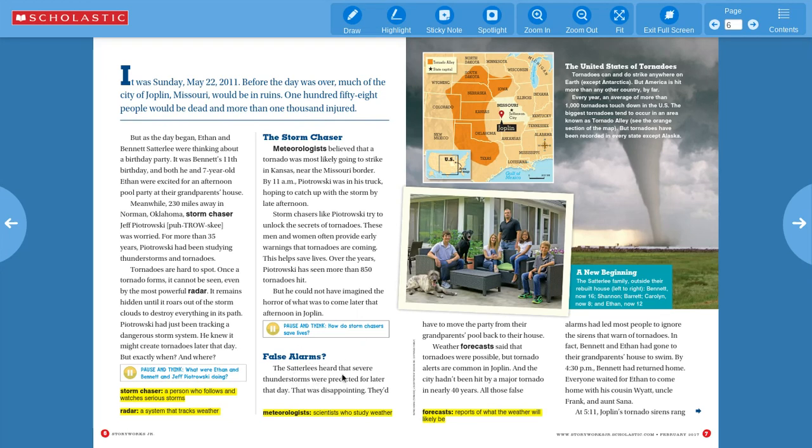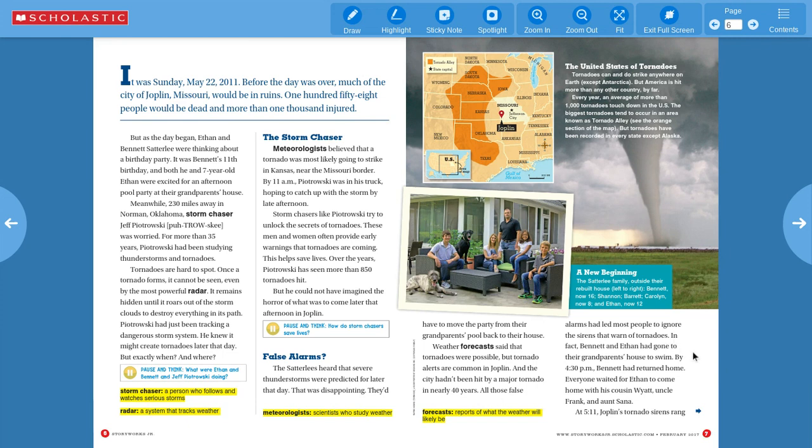The Starleys heard that severe thunderstorms were predicted for later that day. This was disappointing. They'd have to move the party from their grandparents' pool back to their house. Weather forecasts said that tornadoes were possible, but tornado alerts are common in Joplin, and the city hadn't been hit by a major tornado in nearly 40 years. All those false alarms had led most people to ignore the sirens that warn of tornadoes.